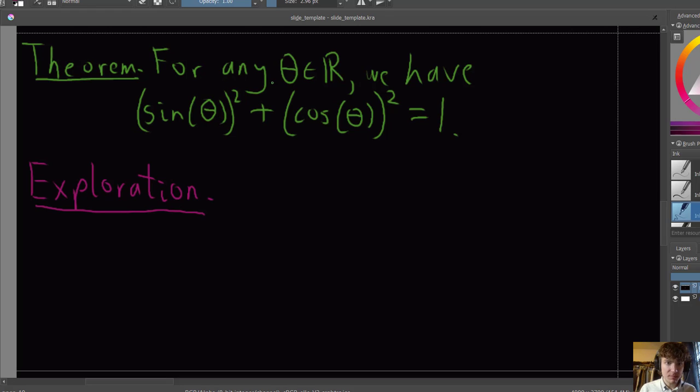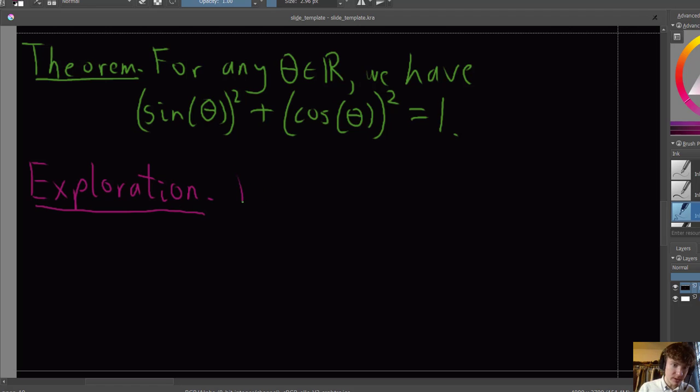I claim that if you give me any angle theta, so remember we use this Greek letter theta to represent angles, and it's a real number, so any real theta, there's this property that if you take the sine of theta and square it, and then take the cosine of theta and square that, and add them together, you will always get 1. Okay, so this might seem slightly mysterious to begin with, but let's begin the exploration to see if we can figure out why this might be true.